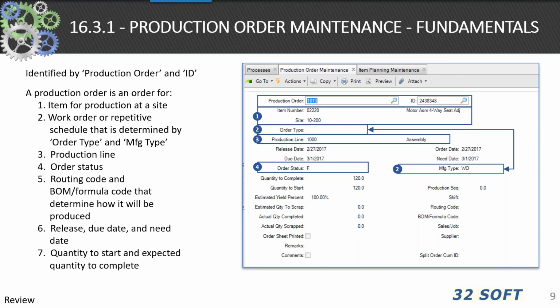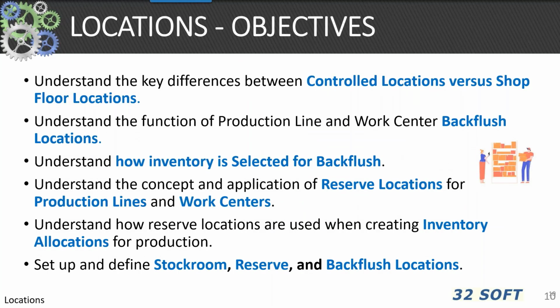Of manufacturing, the routing and BOM controls define how we make the product, and there are new dates, release date, due date, order date, need date, all drive scheduling operations, and production orders have new quantities, quantity to start, expected quantity, estimated yield, actual quantity completed. So lots of combinations can be done in the production order.